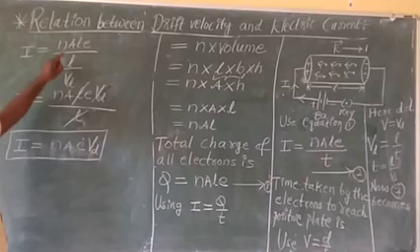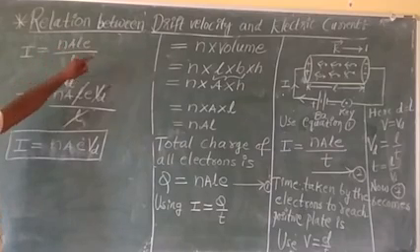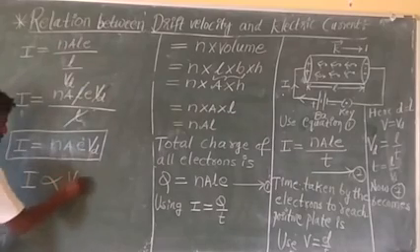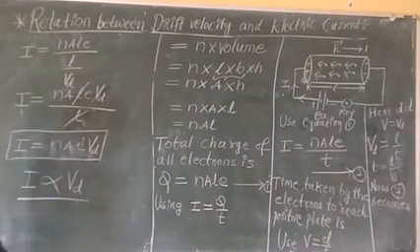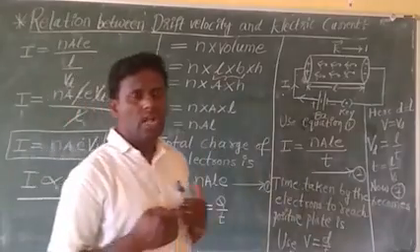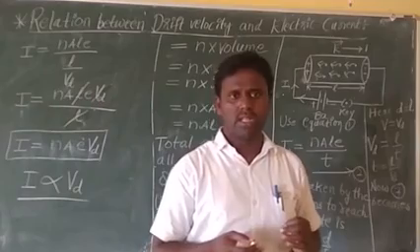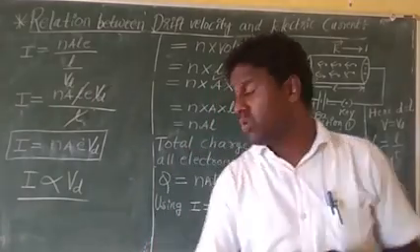Now the relation: how does the drift velocity depend on electric current? Directly. I is directly proportional to Vd. Electric current and drift velocity are directly proportional to one another.